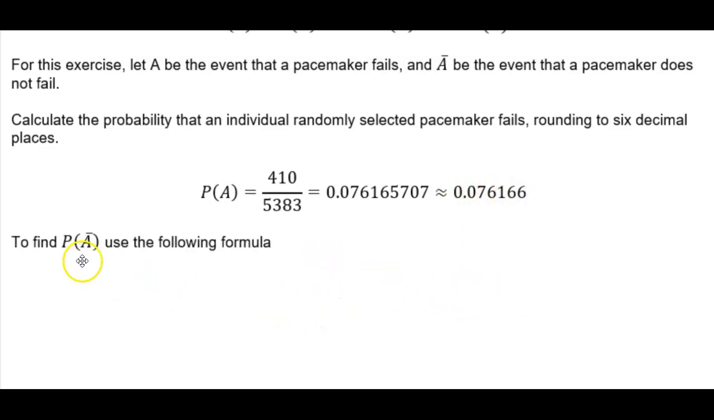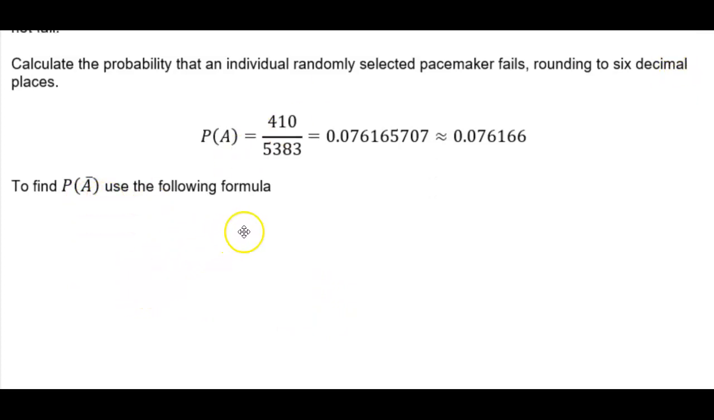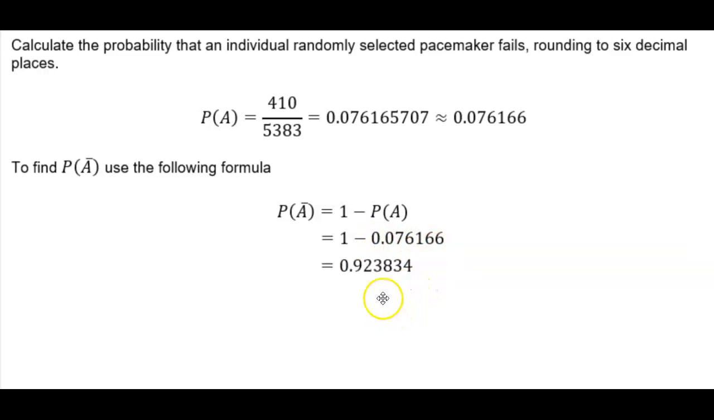Now, to find the probability of the complement of A, which is that the pacemaker does not fail, we're going to use the following formula. The probability of the complement is going to equal 1 minus the probability of event A. So we're going to take 1 minus 0.076166, and then we get the value of 0.923834.